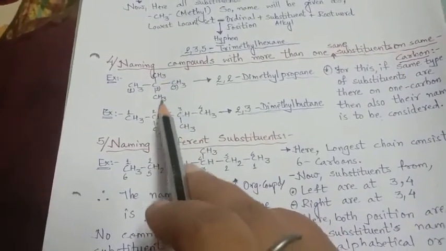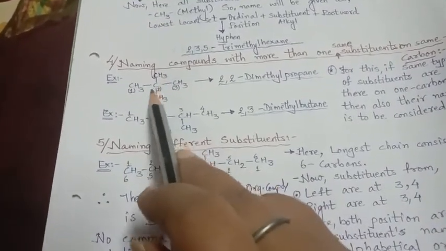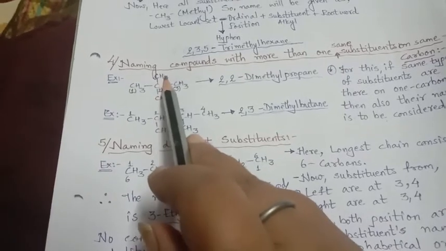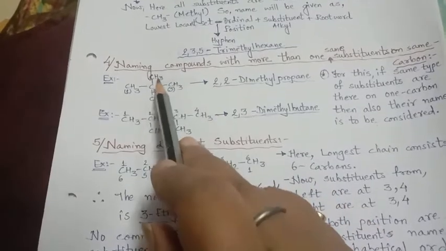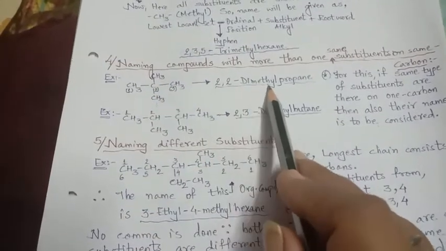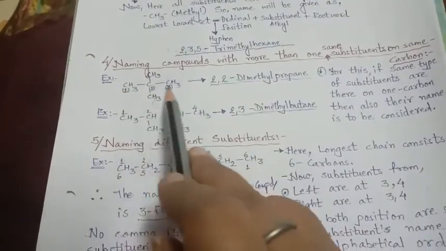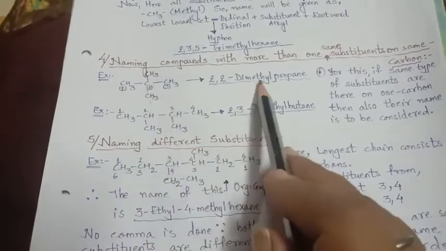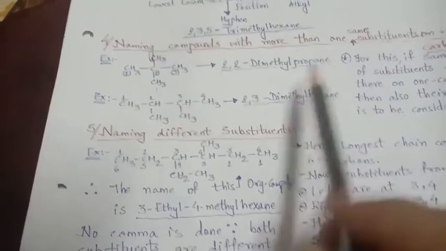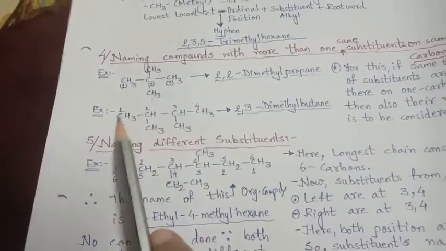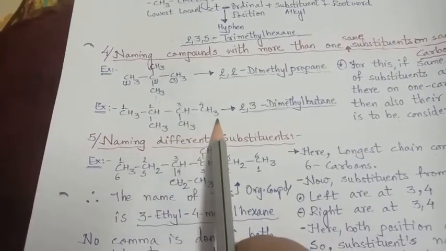So, what will we do? 2, 2, because this is on the second carbon. Second carbon, 1 and 2. So, 2, 2, both are methyl, dimethyl, and the total carbon in the longest chain is 3, propane. 2, 2, dimethyl propane. See here now one more, CH3, CH, CH, CH3.